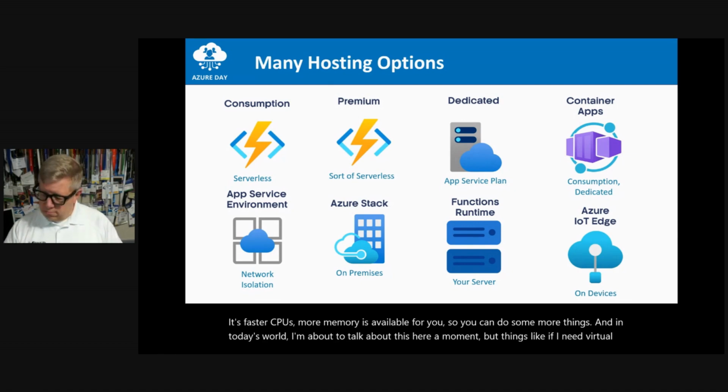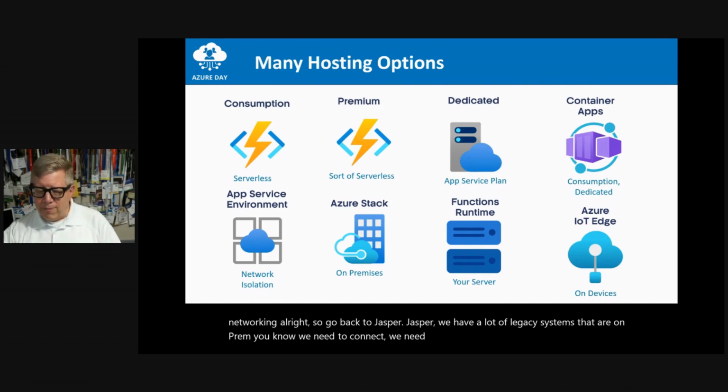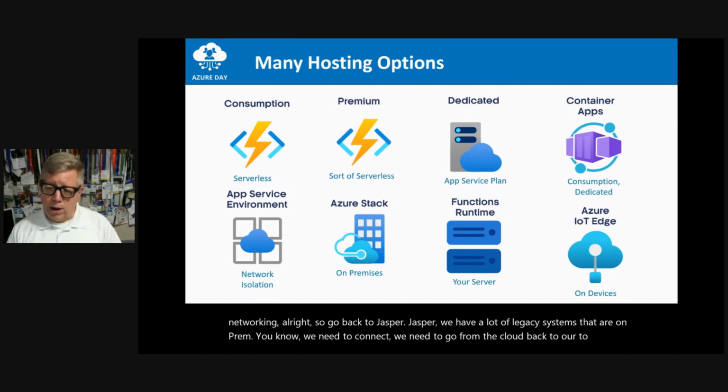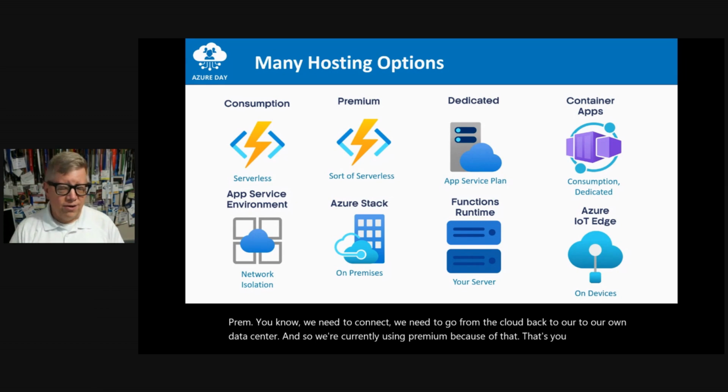So go back to Jasper. Jasper, we have a lot of legacy systems that are on-prem. We need to connect. We need to go from the cloud back to our own data center, and so we're currently using premium because of that. You cannot do that in consumption.